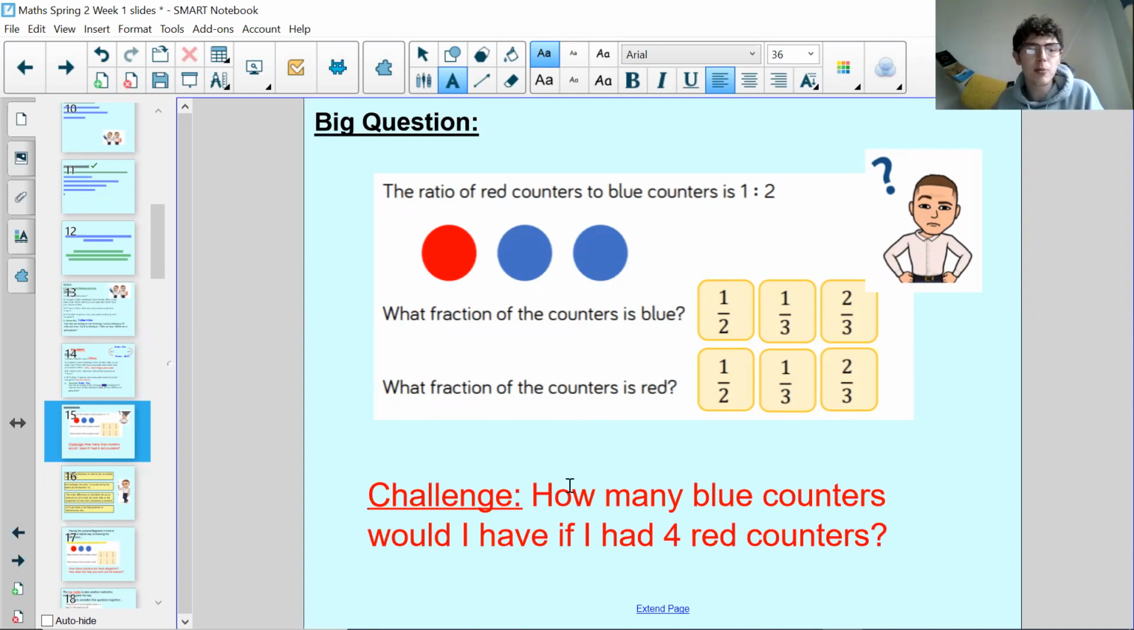I'll put a little challenge there at the bottom if you want to challenge yourself. How many blue counters would I have if I had 4 red counters? Have a think about that, but keep the big question in mind.